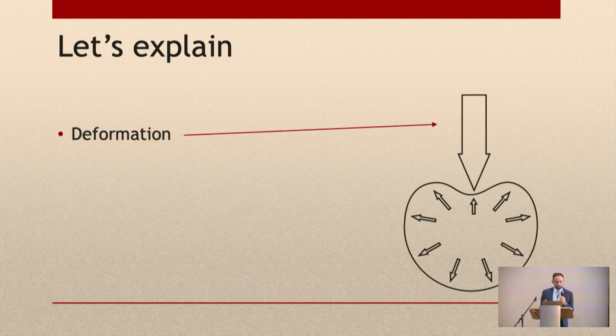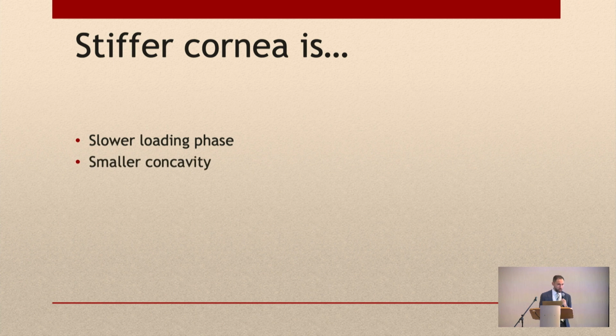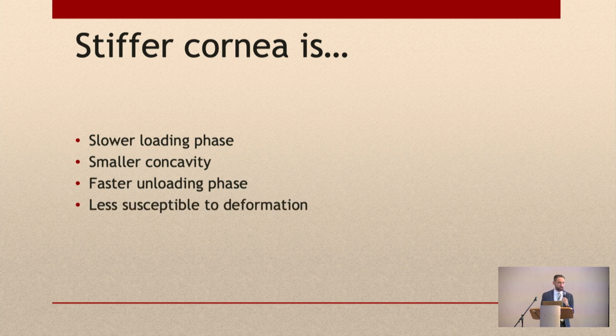So what we have seen is that actually it's more important the shape rather than the amount of the deformation. A stiffer cornea, and I will go slow because this is complex, is slower in loading, has a smaller concavity, so the shape of the concavity is smaller, is faster in unloading, is less susceptible to deformation. This is the easiest to understand, but again is the one that will have more problems with IOP. Again, if IOP is compensated.